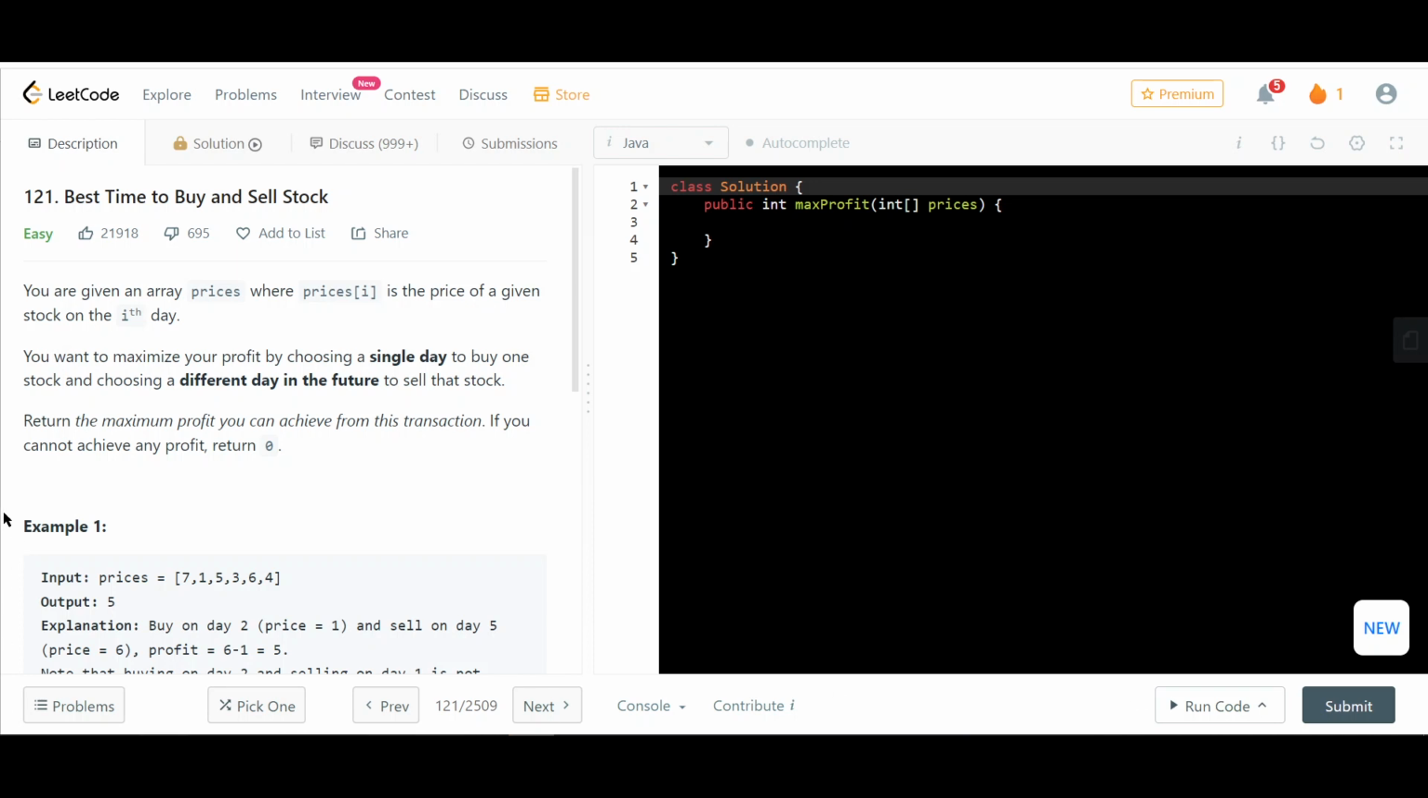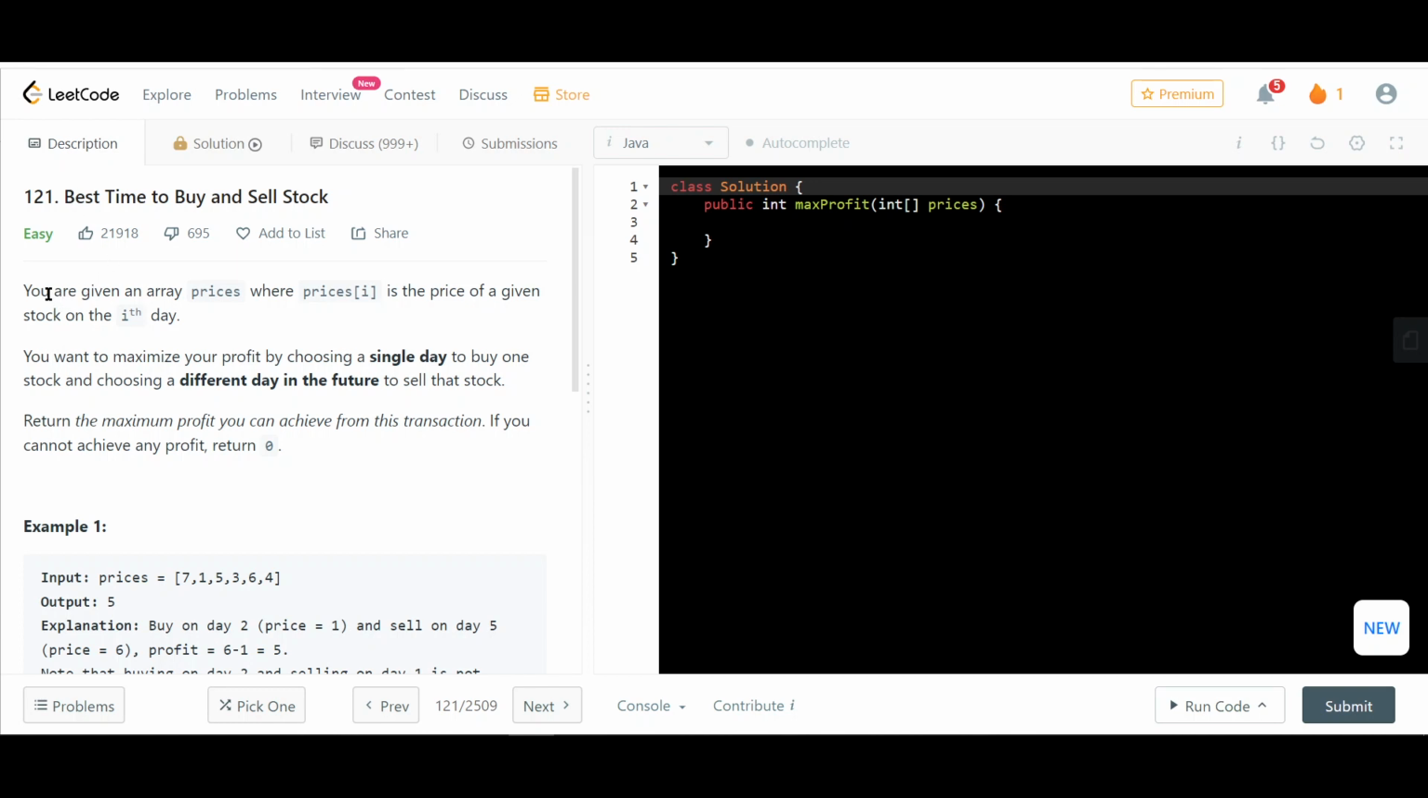All right, so in this video, we'll cover six different variants of the best time to buy and sell stock problem. It will range from easy to medium to hard. So let's get started. So this is the first one.